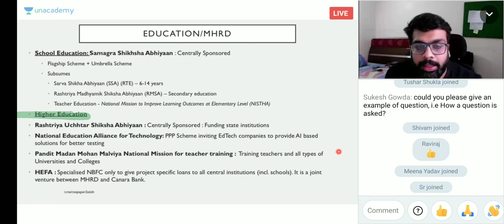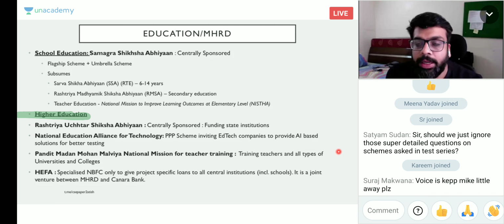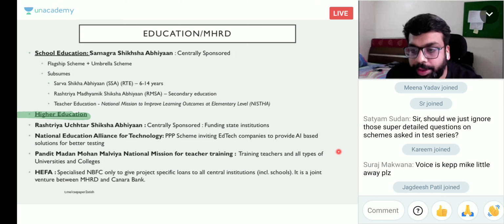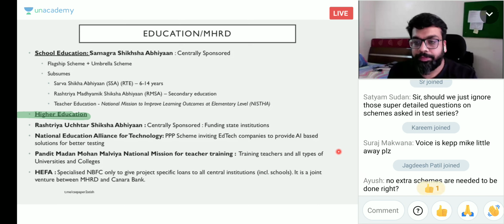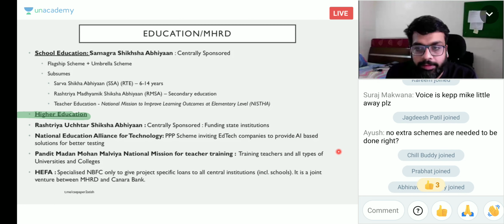This is a grant. If the state university or the state college needs money for, let us say, hiring better teachers or better classrooms or an auditorium, or let us say you need money for building a better playground or a laboratory, you can take the money from the Rashtriya Ujjwala Shiksha Abhiyan. You will not be charged anything for it. No extra schemes have to be done. This is the whole point of this.